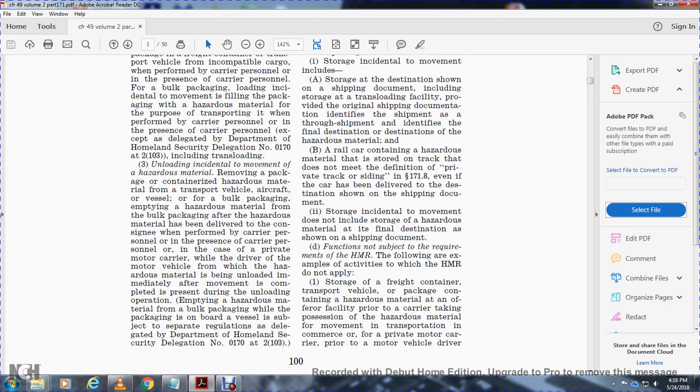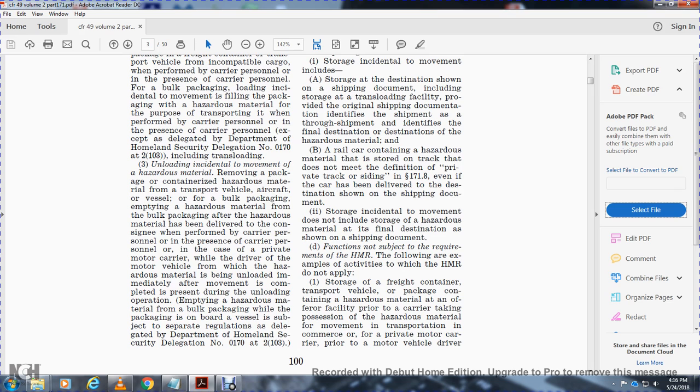Storage incidental to movement does not include hazardous material with the final destination shown on the shipping document. The function is not subject to the requirements of the hazardous material regulations. The following are examples where the regulations do not apply: storage within a freight container, transportation vehicle, or package containing hazardous material.